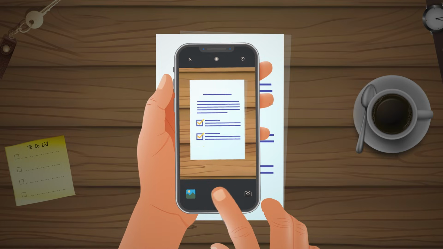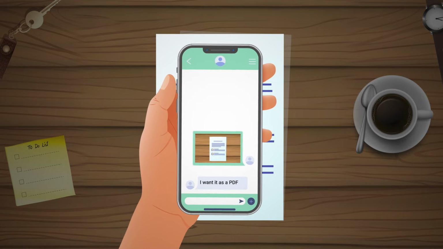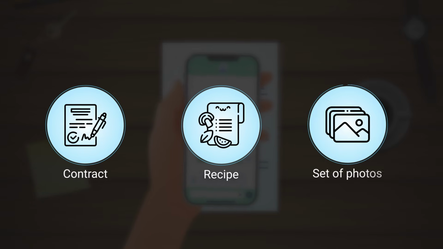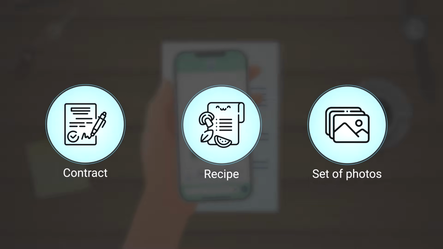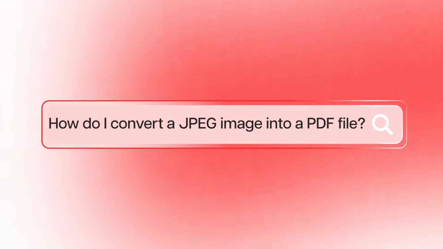Have you ever taken a picture of a document and then realized the person you're sending it to actually wanted a PDF instead? Maybe it's a contract, it could be a recipe, a set of photos that you want to send as one clean file. So in this video, I want to solve that problem for you and answer a question a lot of people search for. How do I convert a JPEG image into a PDF file step by step?